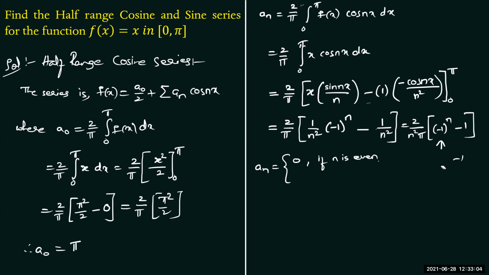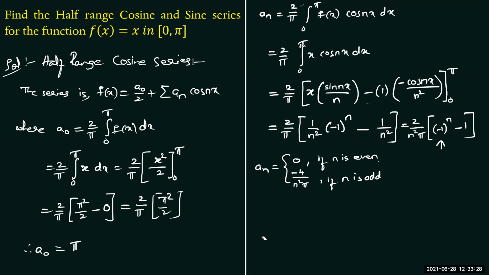Similarly, let us see what happens to this when n is odd. When n is odd, minus 1 to the power of n becomes minus 1. So it is minus 1, minus 1, minus 2. So this is minus 2 into, here is a 2 in the numerator, right? So minus 2 into that 2. It becomes minus 4 divided by n square pi. This is when n is odd. So now see, this is what you get.